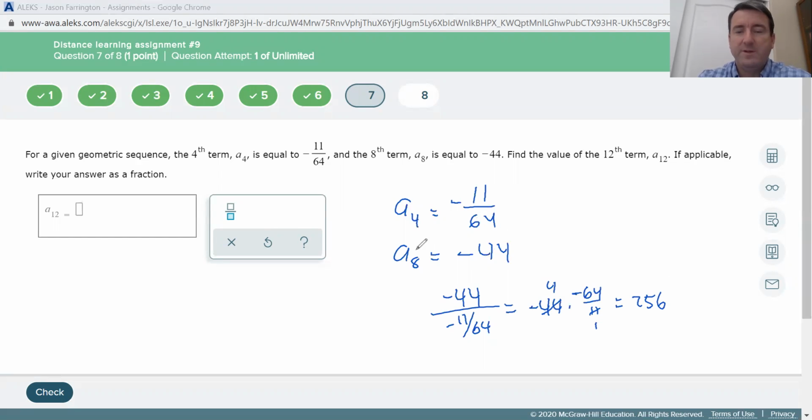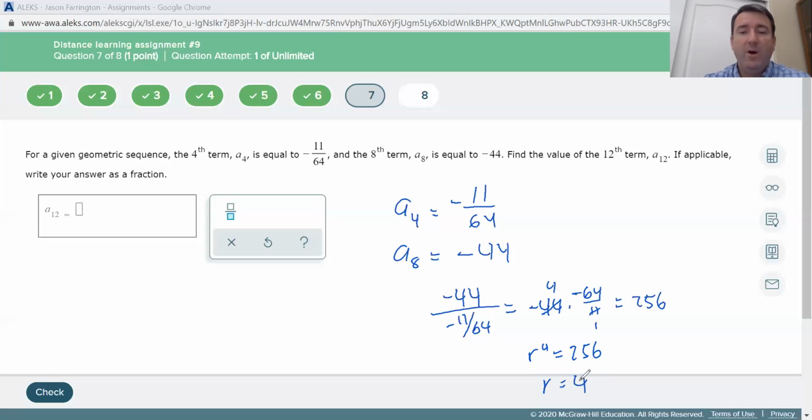But these two terms are not consecutive terms. You're going up 4 terms to get from the 4th term to the 8th term. So that means r to the 4th power is equal to 256. We take the 4th root of both sides, and the 4th root of 256 is 4. So r is equal to 4.